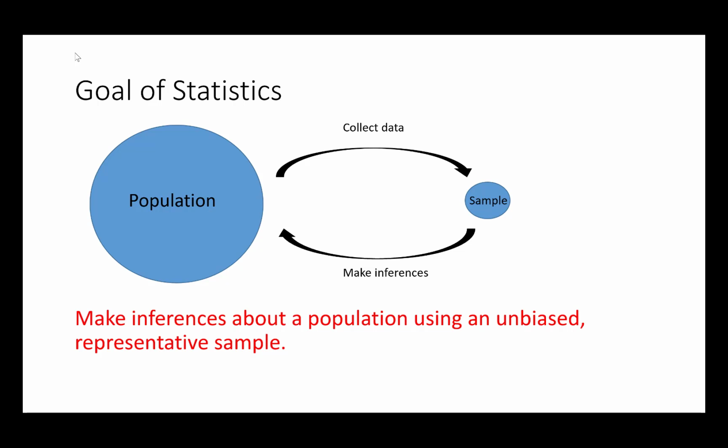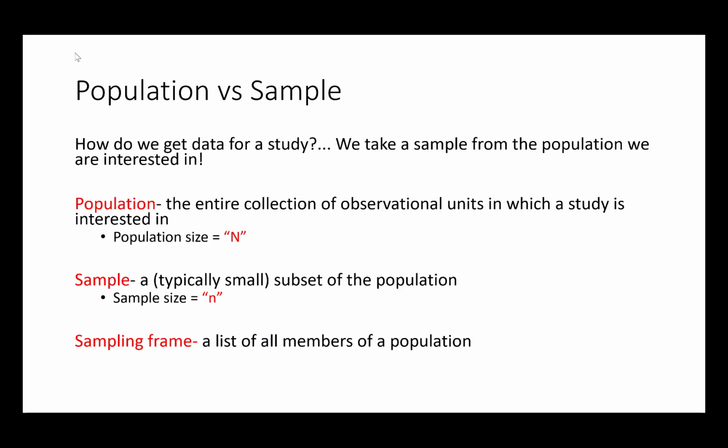Now, coming up with an unbiased and representative sample is going to cause us a lot of problems, and we'll talk about that a little later on. But just so we have the formal definitions for our notes, a population is the entire collection of observational units in which we're interested. And we denote that as the uppercase letter N.